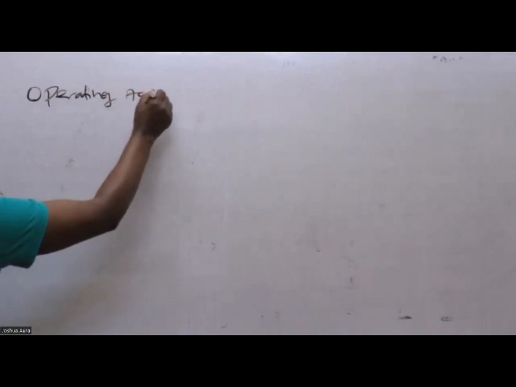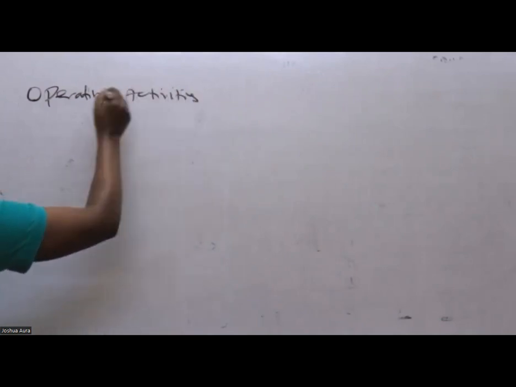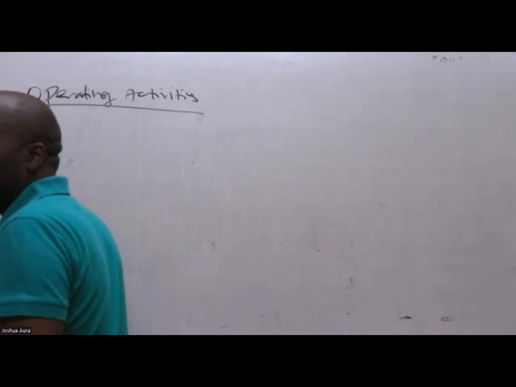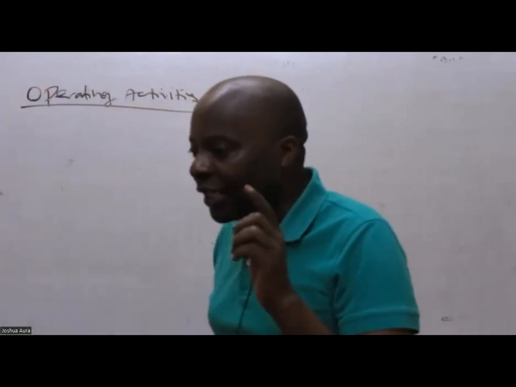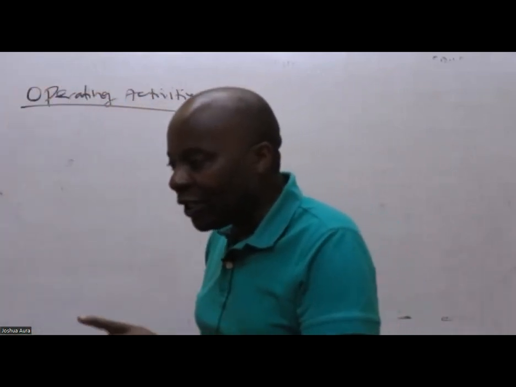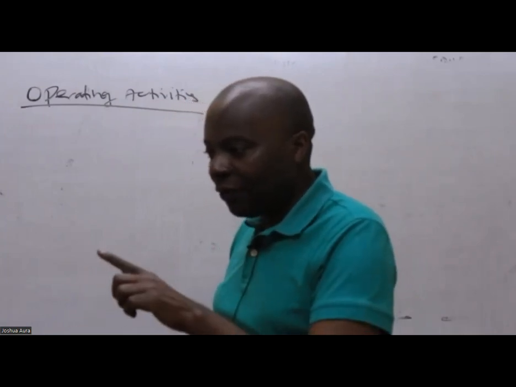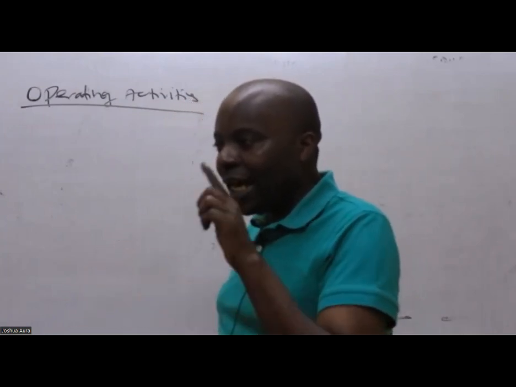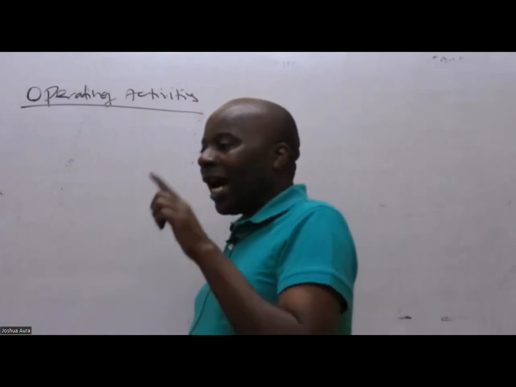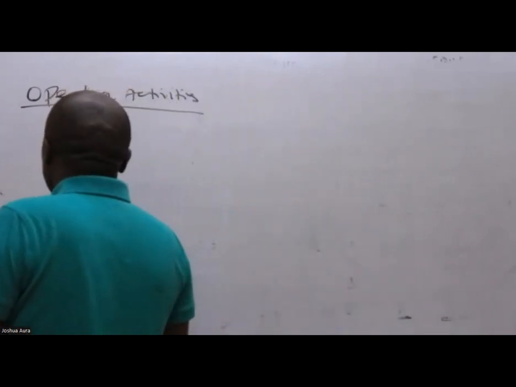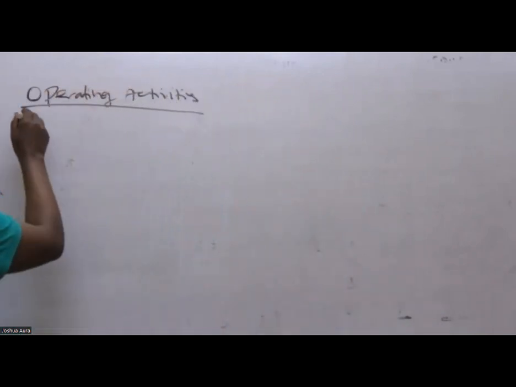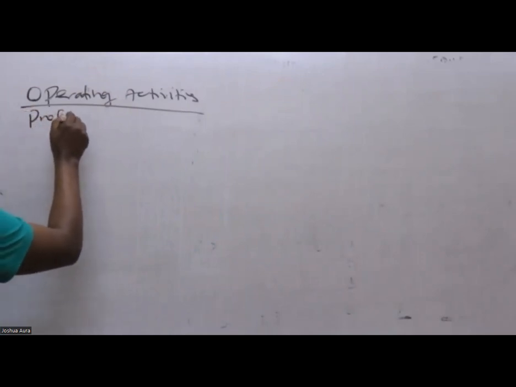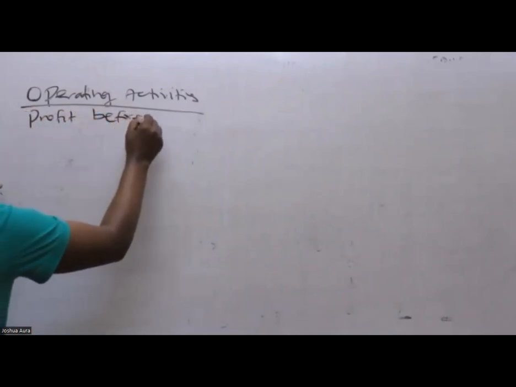What is supposed to be the first item under operating activities? You guys will be able to write the name of the group very well, right? So under operating activities, what should be the first thing? It should be the profit before tax, not cash received. Under the indirect method, it should be profit before tax.